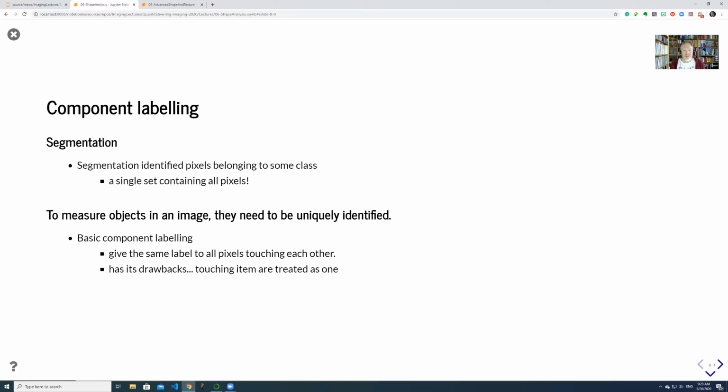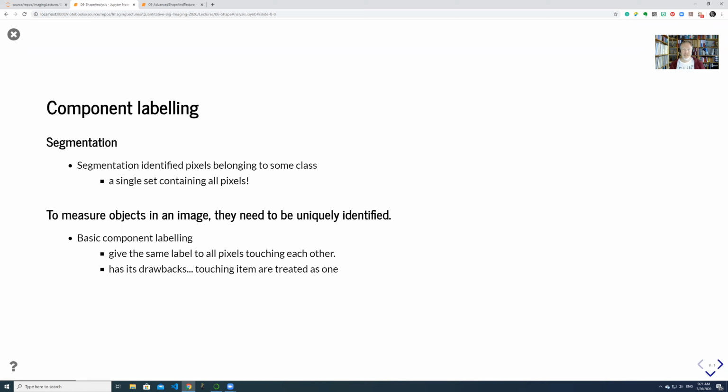And to do this, the most important tool we have is component labeling. With the segmentation, we could get an image that tells those voxels are belonging to a certain category, and those are belonging to some other category, and then the rest is background. But still, all objects of one category cannot be identified. So we need to do something to identify these objects. And that's where component labeling is coming in.